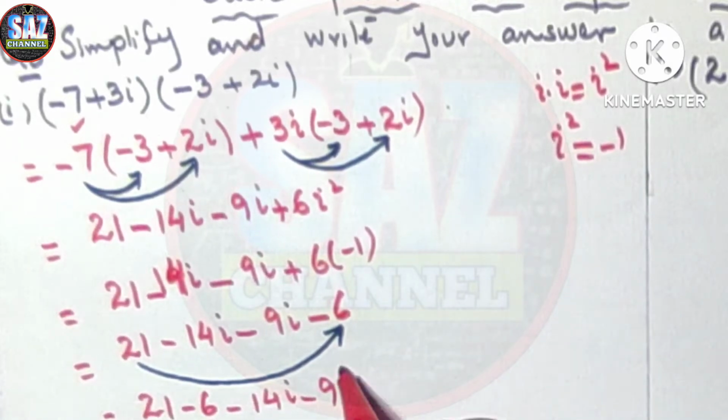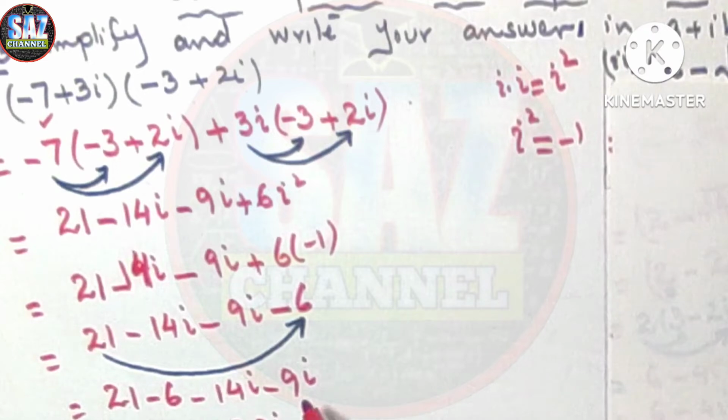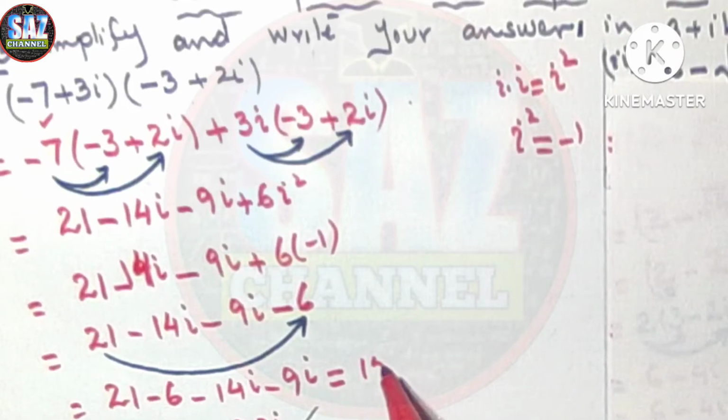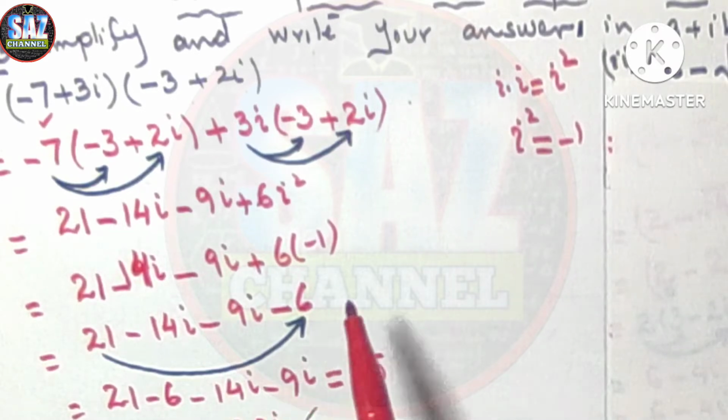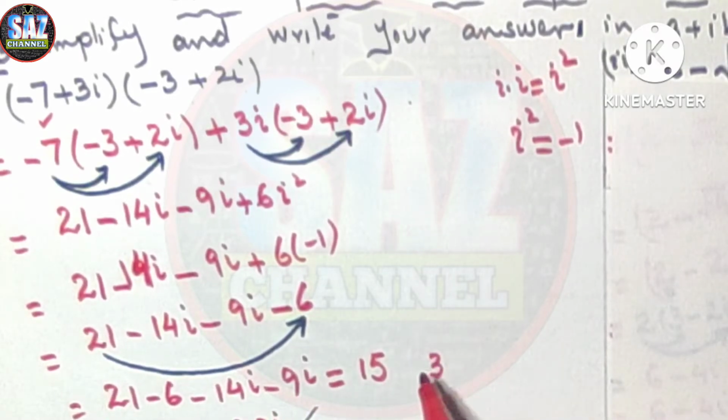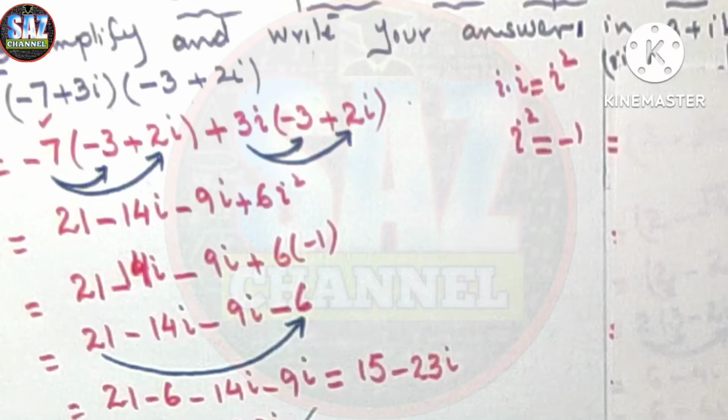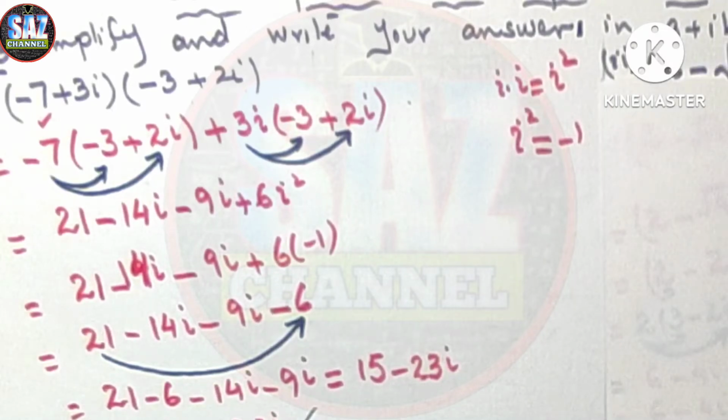Very easy question. Here we just have to take away 6 from 21, and that gives me 15, and minus 14 and minus 9 both have the same sign, so I am going to add them up. 9 and 4 is 13, and 1 plus 1 is 2, so 23 iota. So, the answer for this part is 15 minus 23 iota, and let's move to the next part.